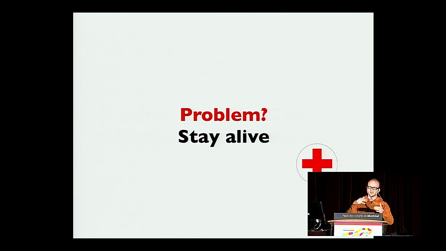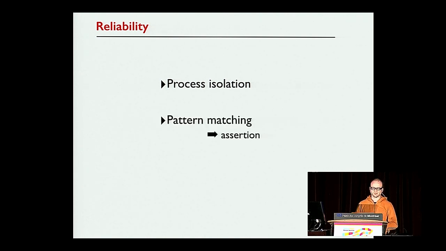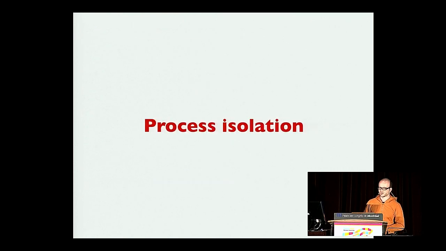So if your program didn't have the time to store its state, to recover from the last state, it won't know, and your bank will have fewer euros on it, but you won't have the money. Then you're screwed. You need to be able to stay alive long enough. In Erlang, it's done by process isolation and pattern matching, which are just assertions, as we will see, and message passing. And no shared memory.